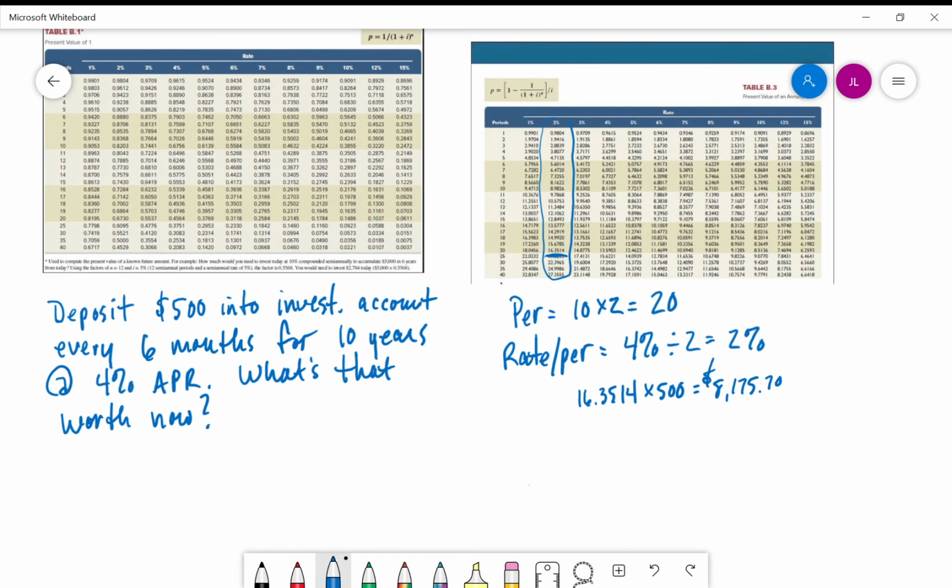So, I hope this helps illustrate how we use these tables and what they mean and how they pertain to finance.